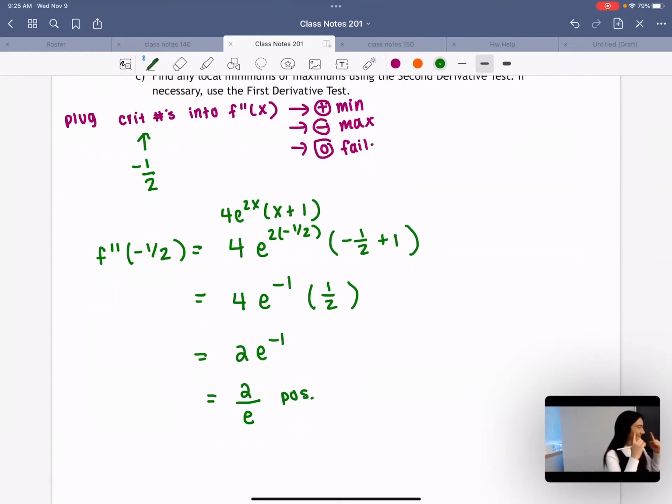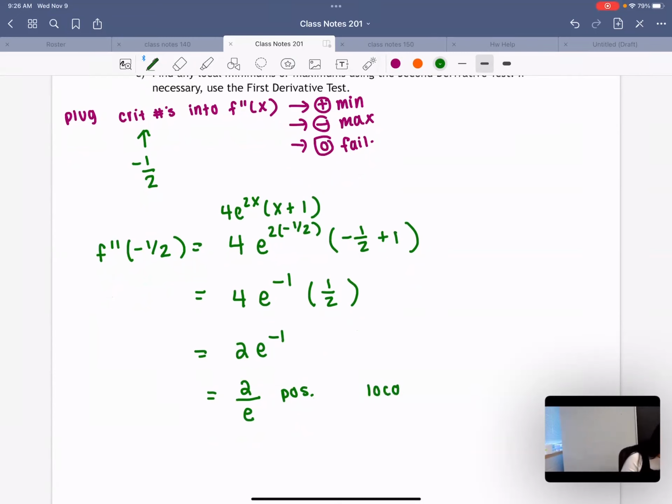Counterintuitive. Local min, right? It's the opposite of what you think. Usually when we think of positive, we're like, oh, that's a maximum, right? Opposite for the second derivative test. This is a local min. Okay. Now, would 2 over e be my local min?